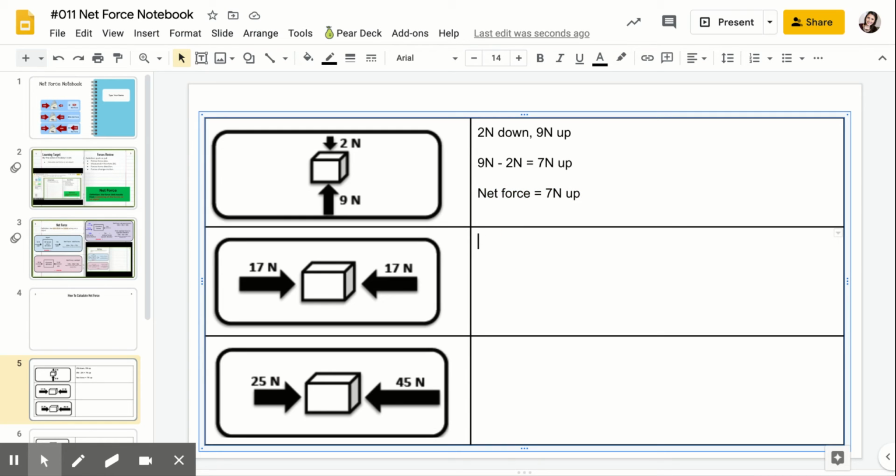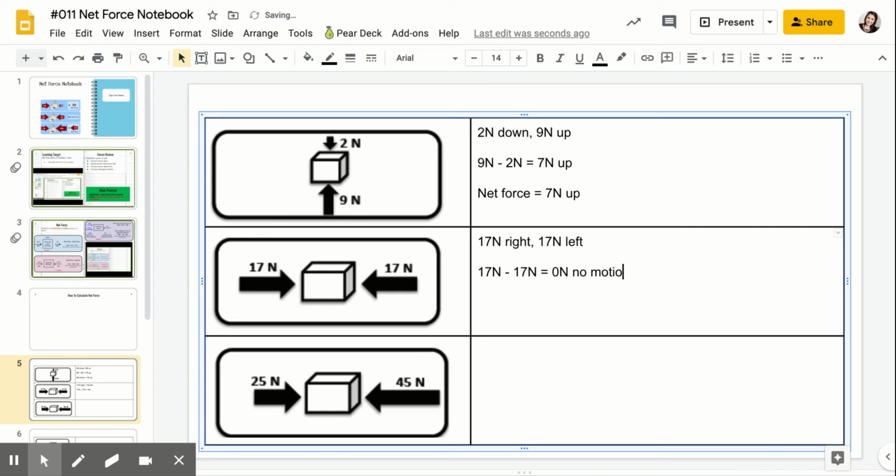Let's do this one. We got 17 newtons, and it's pointing to the right. It's pushing to the right. We got 17 newtons to the left. So I'm going to take those and subtract because they are in opposite directions. So 17 minus 17 is 0 newtons. So that means it's not moving, right? It's not moving.